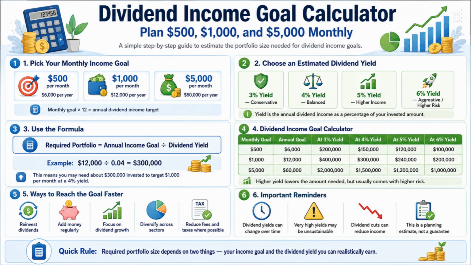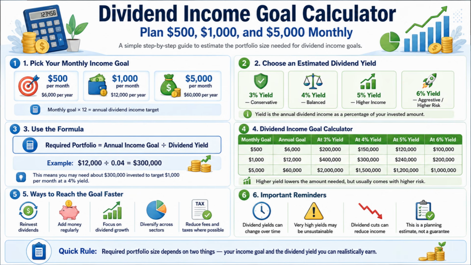That is why investors should not only look at dividend yield, but also consider dividend safety, company quality, payout ratio, and long-term dividend growth. Moreover, there are several ways to reach the dividend income goal faster. You can reinvest dividends, add money regularly, focus on dividend growth stocks, diversify across different sectors, and reduce fees and taxes where possible. Over time, these habits can help your portfolio grow more efficiently.